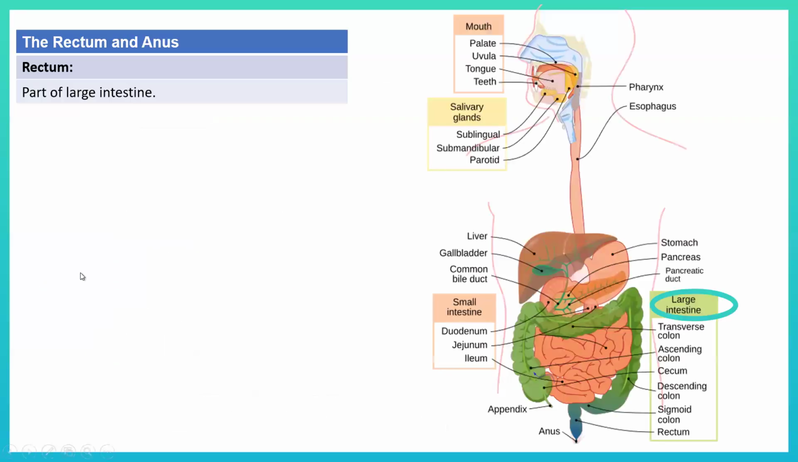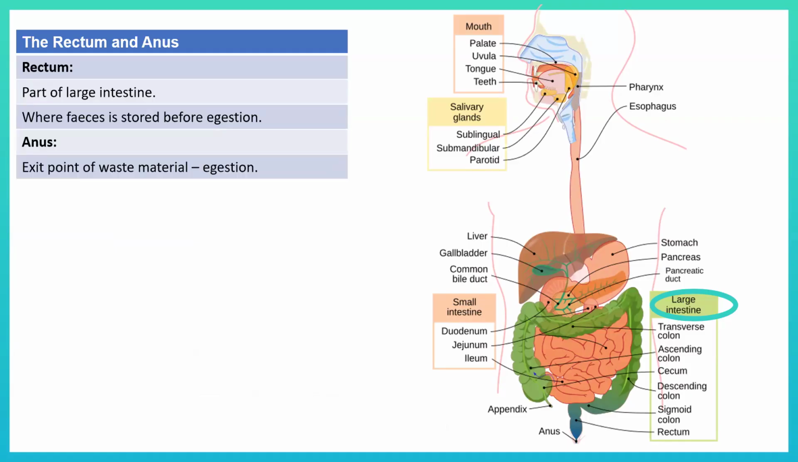So the last part of the system is the rectum, which is part of the large intestine. It's the last bit stored before egestion. And the anus is another sphincter muscle. Remember, top of the stomach, which stops us vomiting constantly. It's there to stop you losing your feces constantly, because that would be not very pleasant.